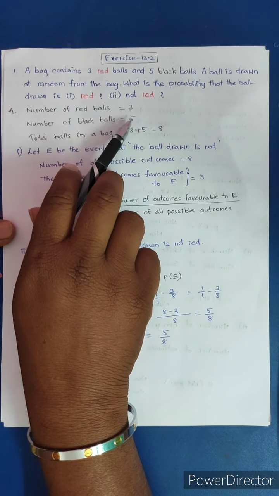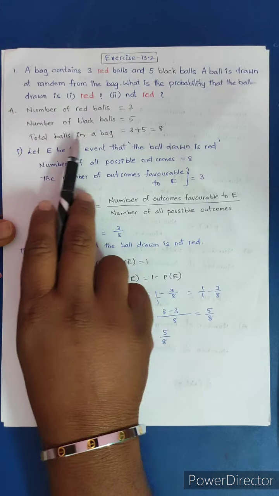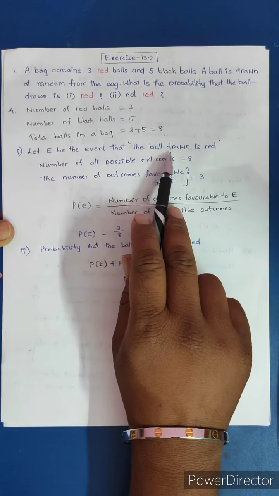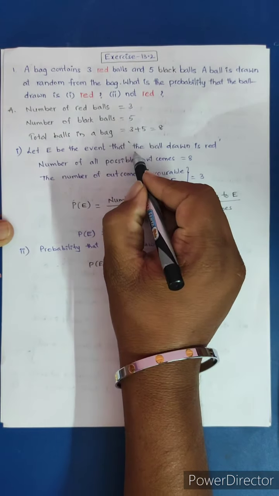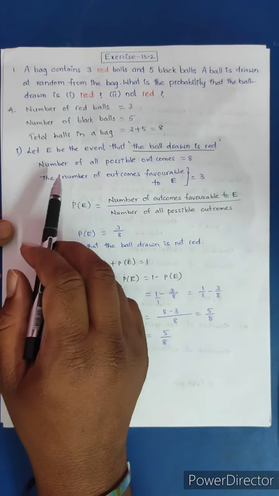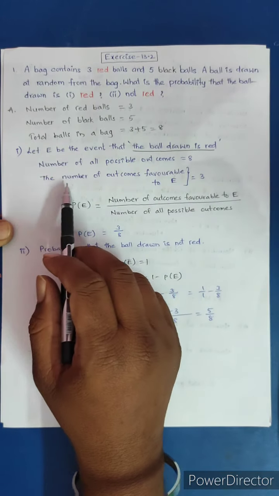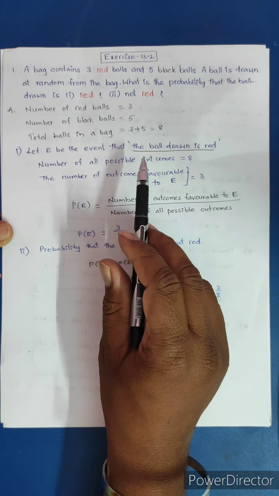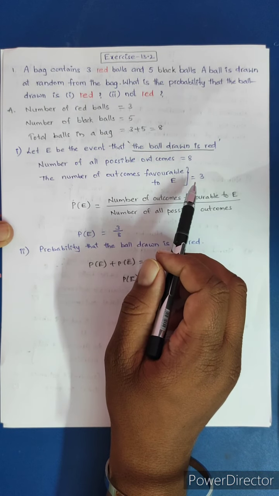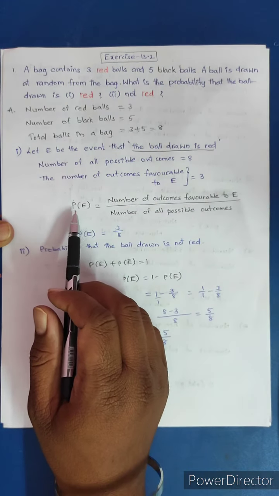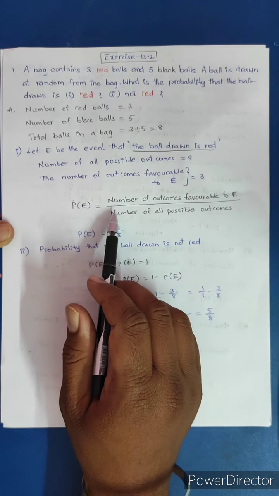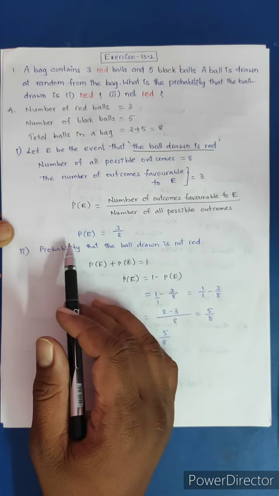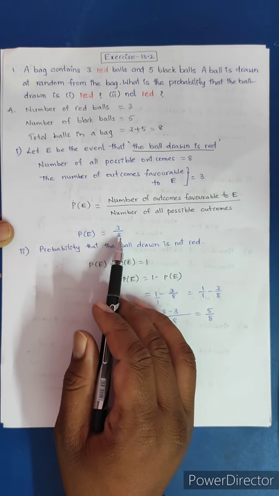Answer. Number of red balls is 3. Number of black balls 5. Total balls in the bag: 3 plus 5, 8. Let E be the event that the ball drawn is red. Number of all possible outcomes 8. The number of outcomes favorable to E: how many red balls are there in the bag? 3. So favorable outcomes 3. So probability of the event to be a red ball is equal to the number of outcomes favorable to E by total possible outcomes. P of E is equal to 3 by 8.